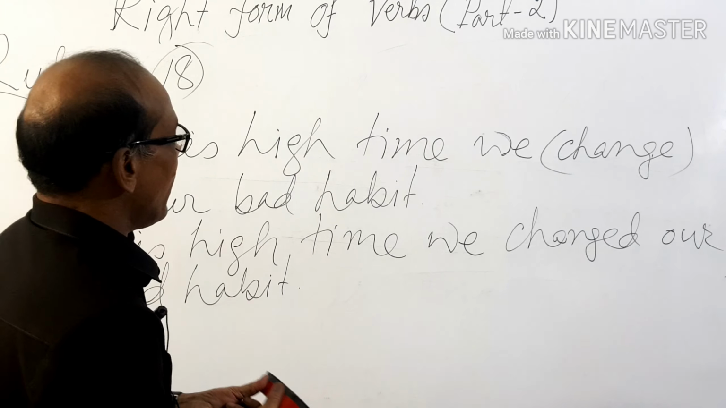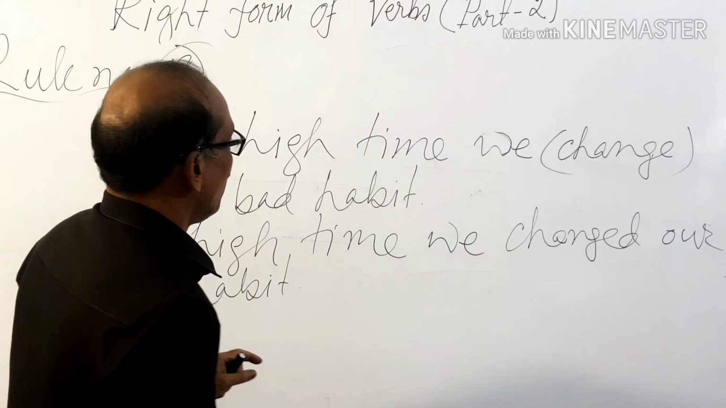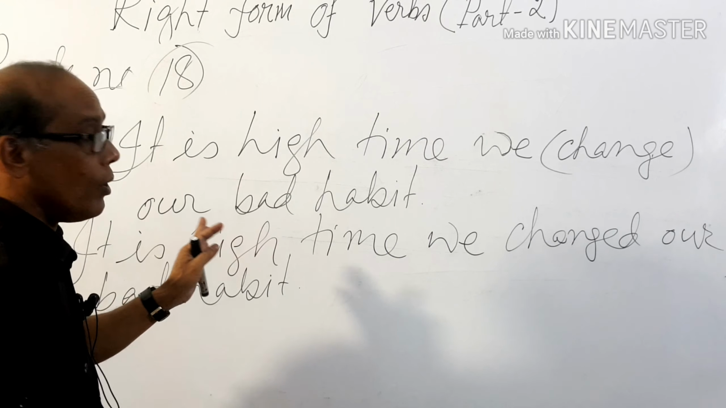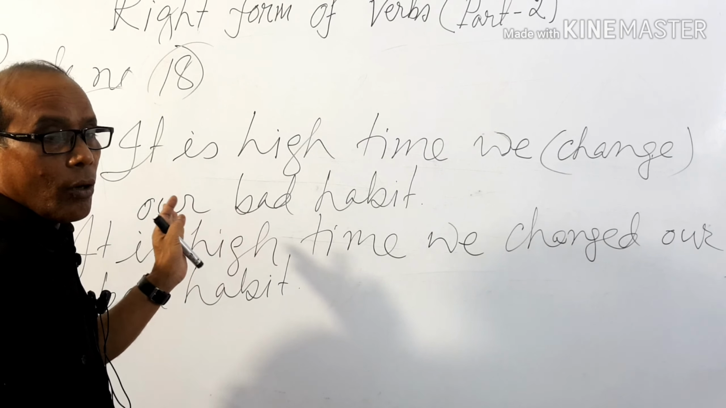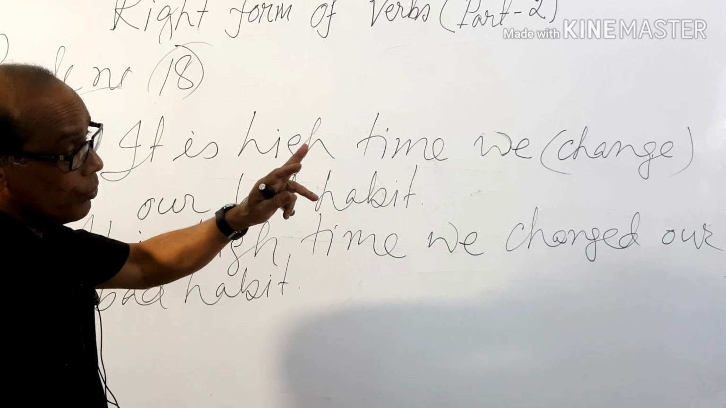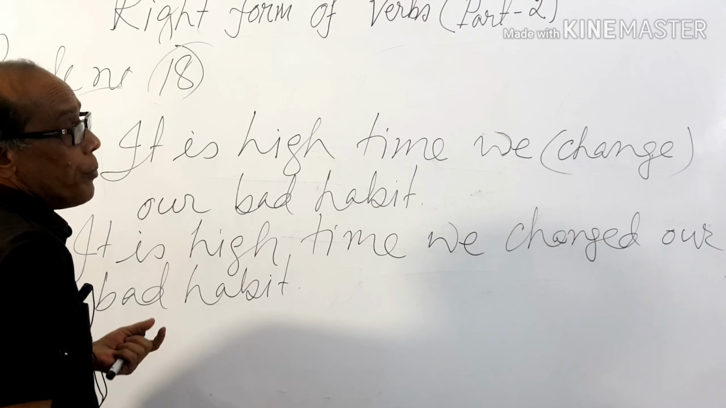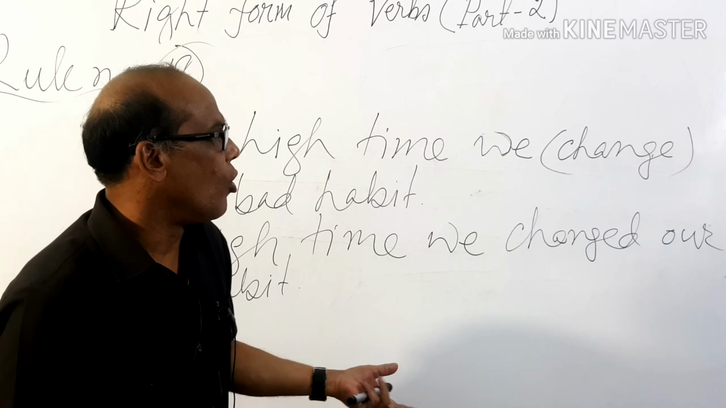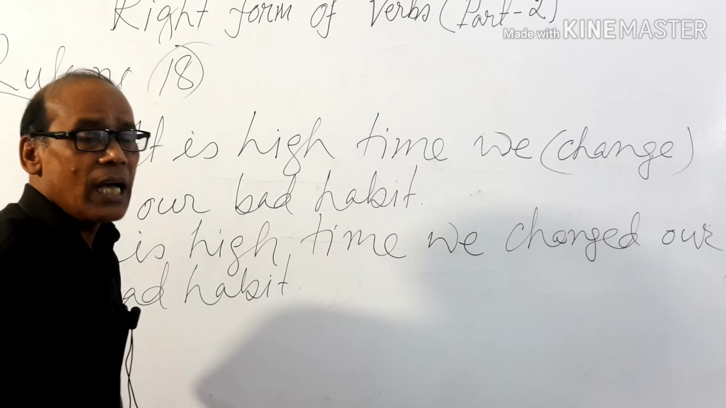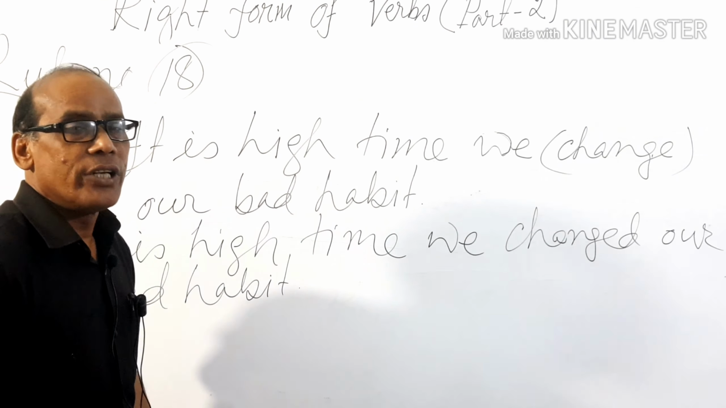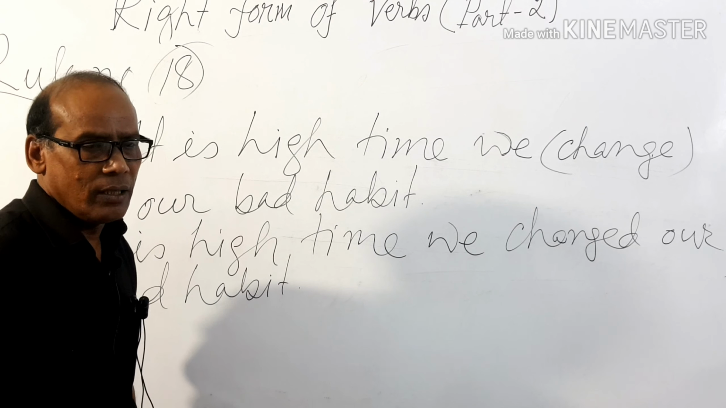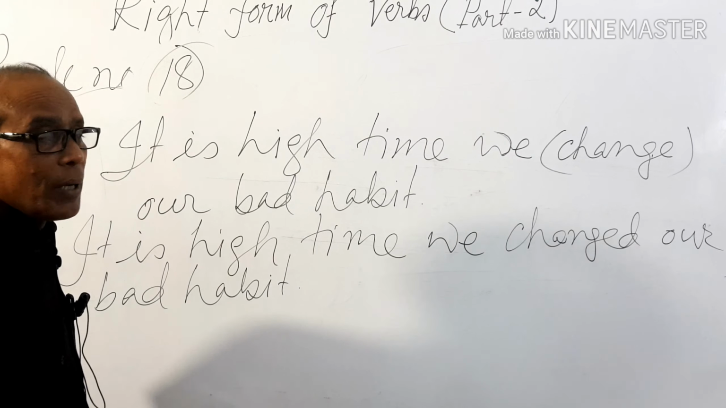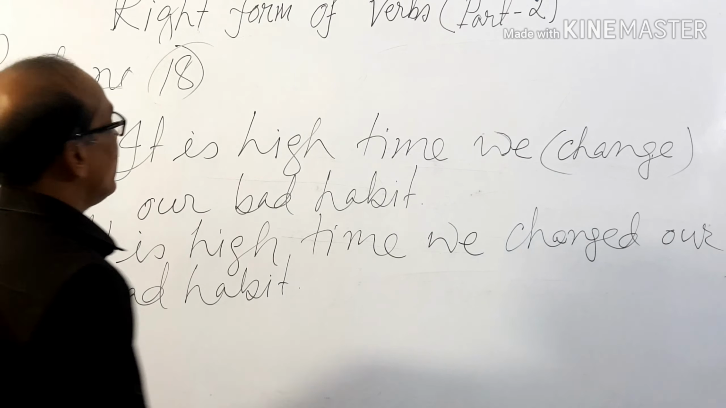So if we find subject after it is time, it is high time, wish, fancy, we'll have to use past form of the verb. Suppose I wish I sang a song, not sing. I wish I sang, not sing. I fancy I sang. It is high time and it is time indicate the same meaning.